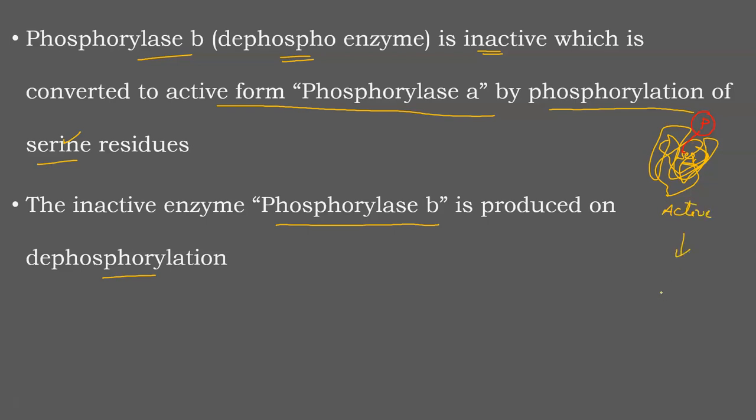Okay, if this phosphate group is removed, then what happens? This glycogen phosphorylase enzyme is now the inactive form of the glycogen phosphorylase. Then it cannot catalyze the formation of glucose from the glycogen. These are reversible or interconvertible forms of glycogen phosphorylase A as well as glycogen phosphorylase B.